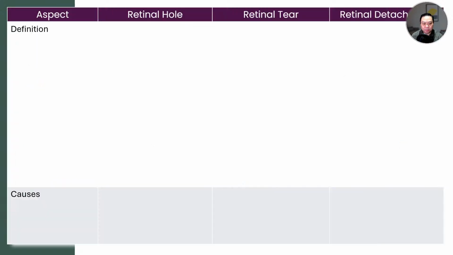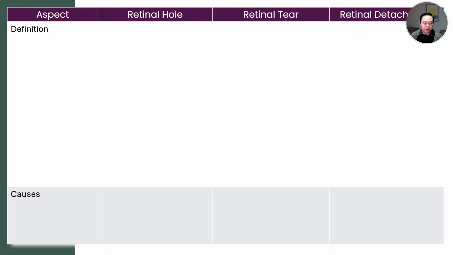Let's have number, or that's actually the last item before we end. So now let's talk about the differences of the three. We have the retinal hole, the retinal tear, and also the retinal detachment. So there are differences between the three.